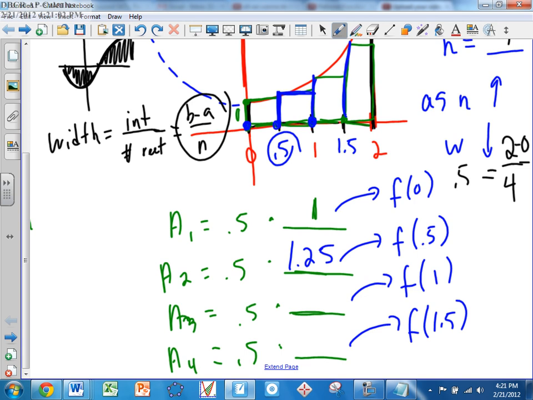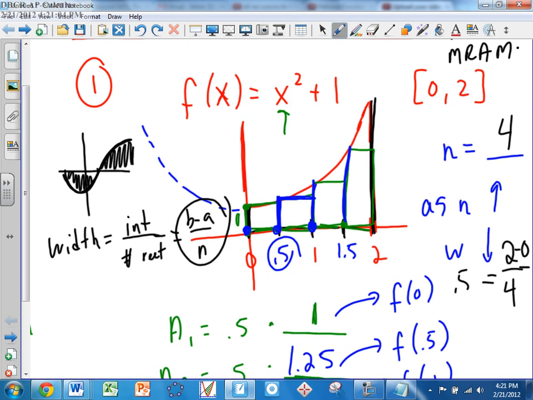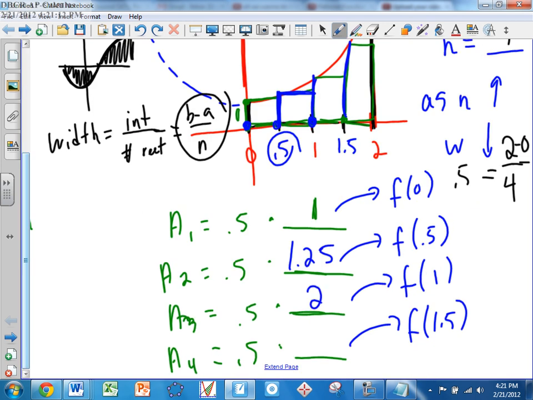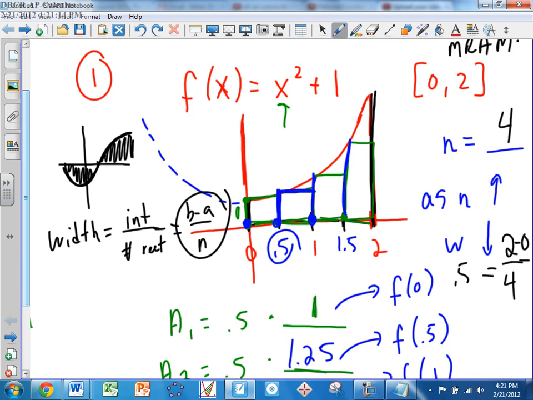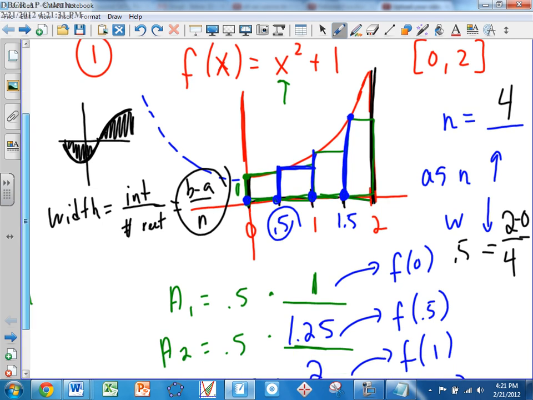So when I plug in a 1 into my original function, what do I get? 2. Again, 1 squared is 1. 1 plus 1 is 2. So the height of the third rectangle is 2. Finally, the fourth rectangle, its left point is right here. There's the left point at 1.5. I go up. I want to find out that height. So I have to plug in 1.5. What's 1.5 squared? You should know that one. 2.25. Very good. Adding on the 1, 3.25.